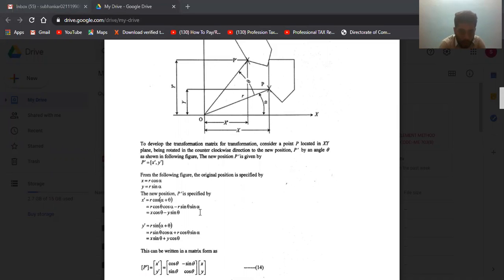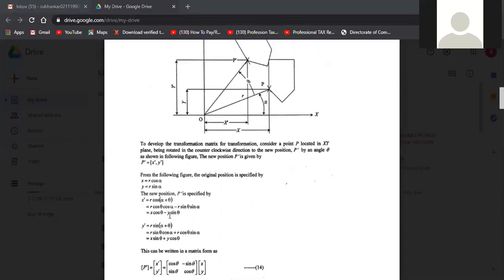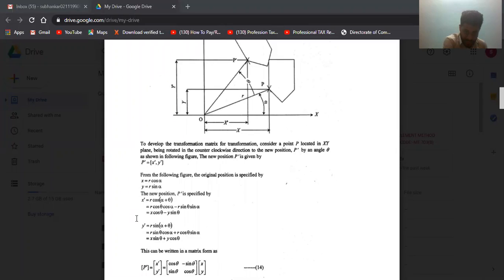Fine. But see, r cos alpha is x. Is it or not here? First expression, r cos alpha is x. I can substitute. So x dash is equal to x into cos theta minus r sin alpha is y. I can substitute that value. Y into sin theta. So my resulting formula becomes, that means new coordinate point x dash is equal to x cos theta minus y sin theta. Any doubt so far?